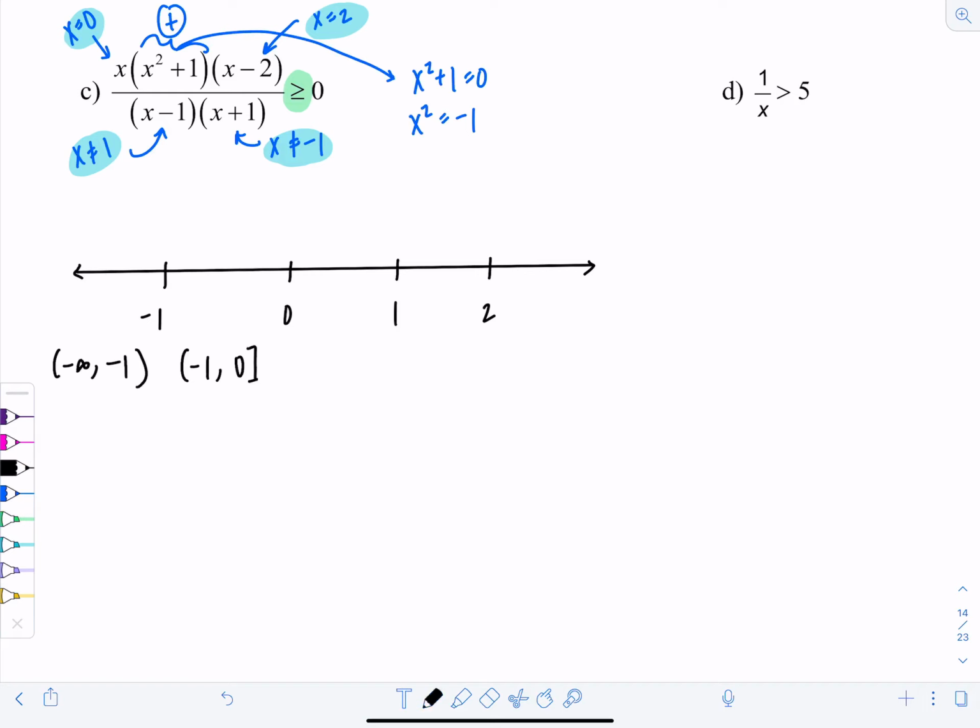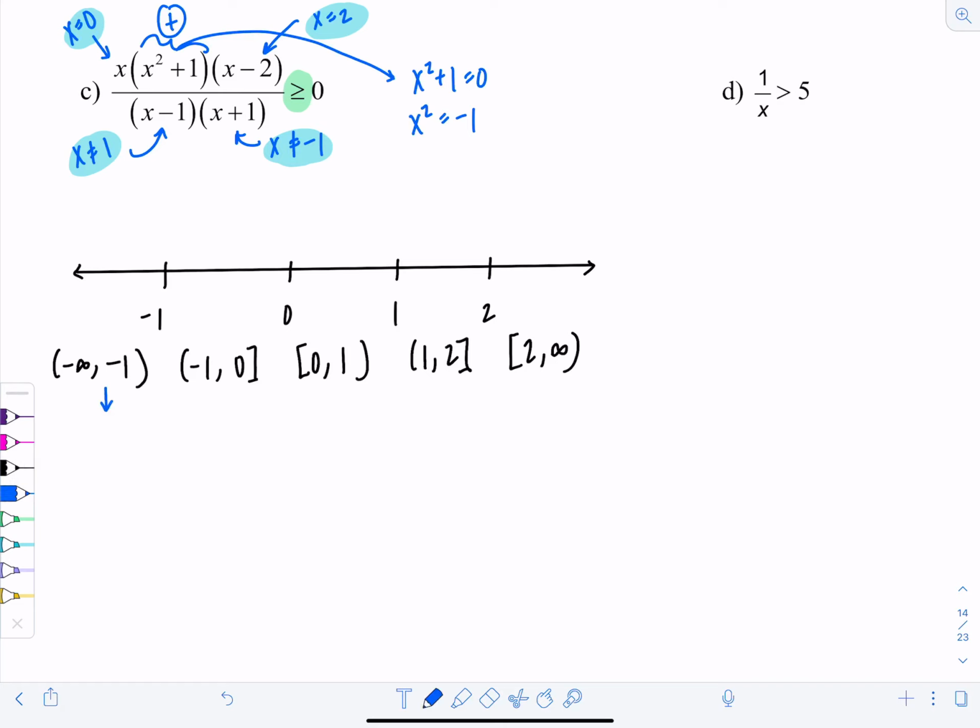Next interval, from 0 up until 1. Do I include 1? No, because it's a 0 from the denominator. Next interval, from 1 to 2. Do I include 2? Yes, I do. It's a 0 from the numerator. Last interval is from 2 to positive infinity. Okay, here we go. So now we have a testing frenzy.